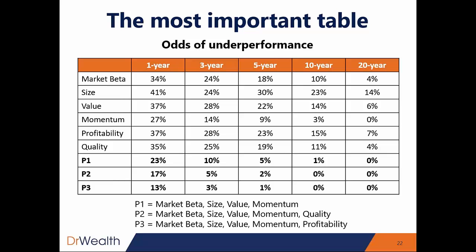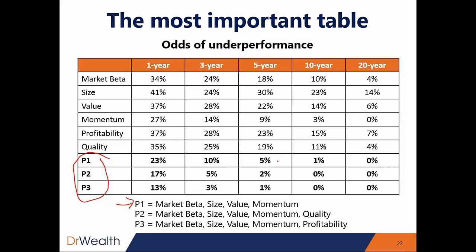Now, the most important table, okay, what you should focus on is now into this P1, P2, and P3. Okay, so what is P1, P2, and P3, right? So it's the multi-factor portfolio. So P1 consists of beta, size, value, and momentum. P2 has everything plus quality. P3 has everything except that it replaces quality with profitability.